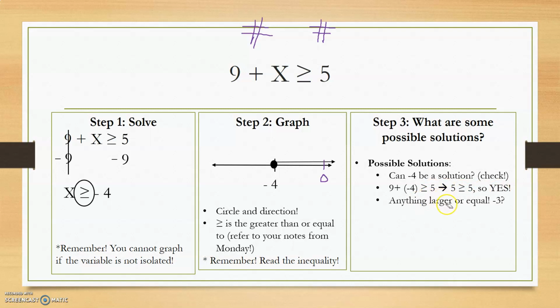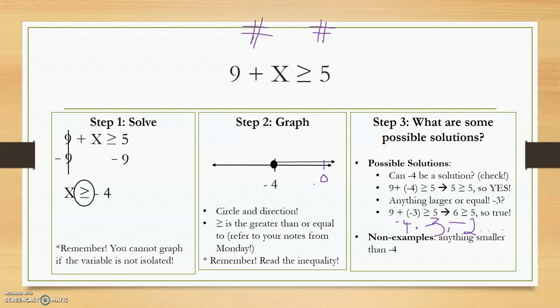So anything larger or equal, right? So let's try -3. -3 is larger than -4. So if I plug that in, I get 9 plus -3 is greater than or equal to 5. And if I evaluate 9 plus -3, I get 6 is greater than or equal to 5. That is a true statement. So I could have -4. I could have -3. Oh, Ms. Zelinsky's not very good at writing these, but that's okay. I could even have -2 and so on. These could all be possible solutions.